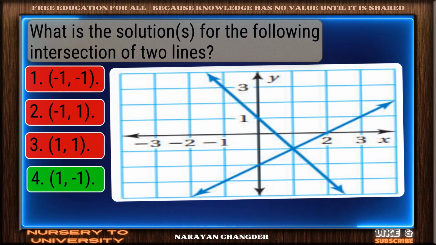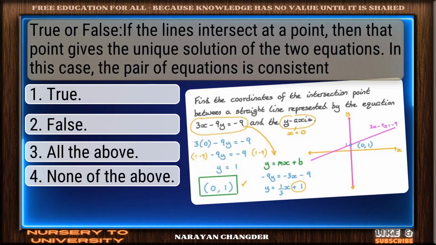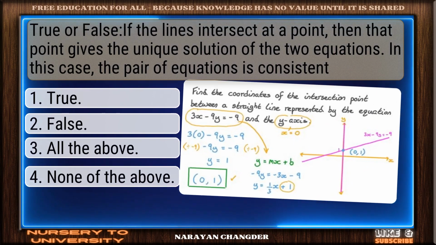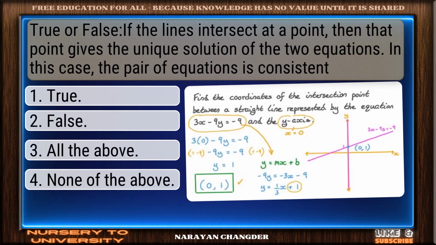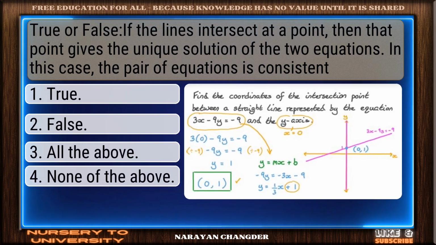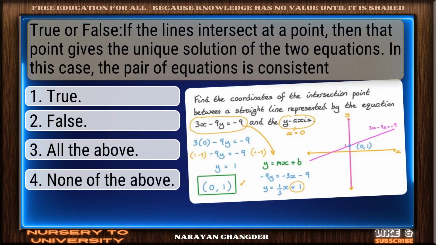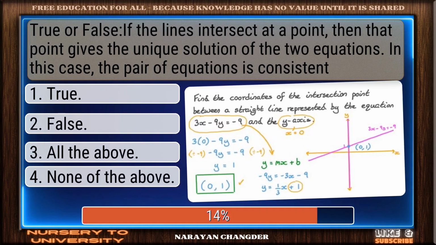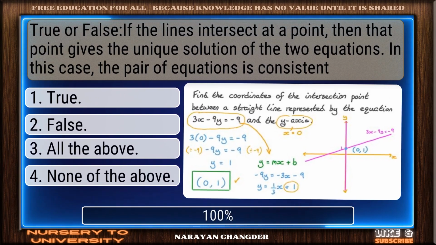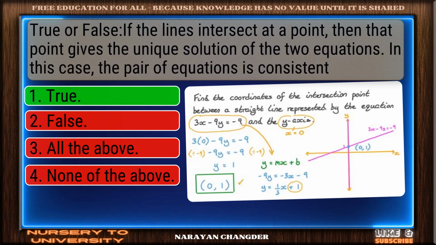Excellent. Well reasoned. True or false? If the lines intersect at a point, then that point gives the unique solution of the two equations. In this case, the pair of equations is consistent. Clear logic. True is sound.